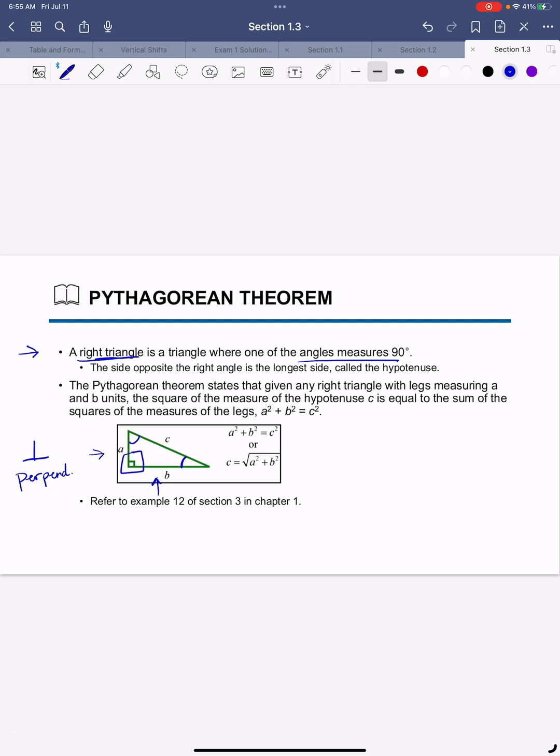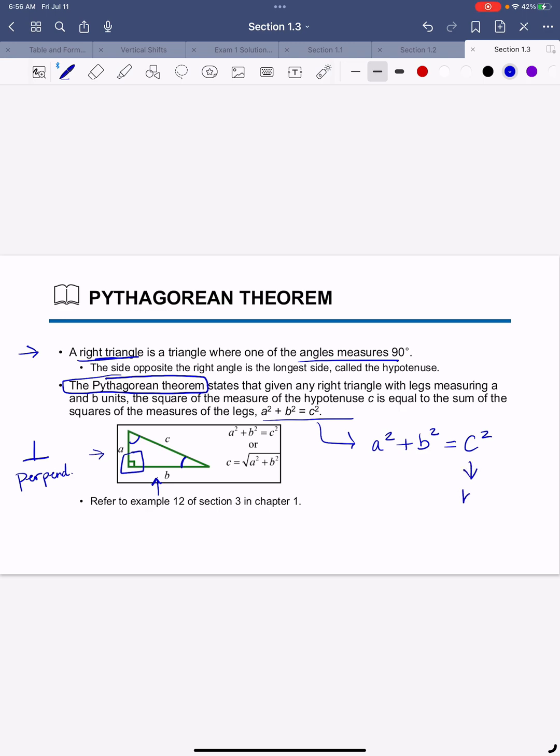So the Pythagorean theorem tells us this. Now that we know what a right triangle is, the Pythagorean theorem goes on to say that if you have a right triangle, then the side lengths of the legs A, B, and C are given. And it will always be the case in a right triangle that A squared plus B squared will equal C squared. Now, it's important that we know who C is.